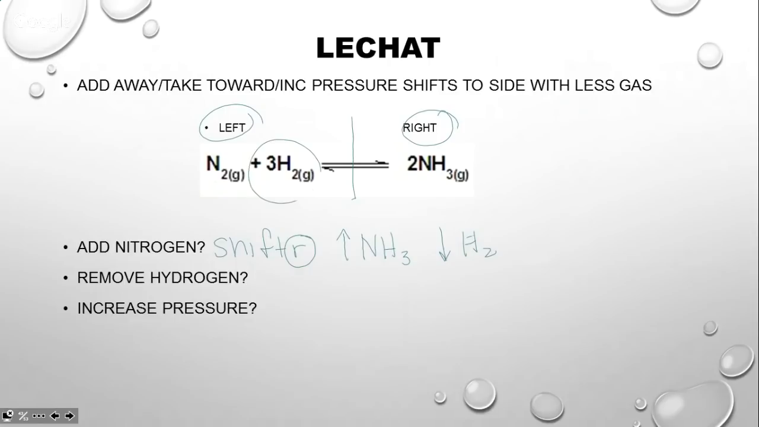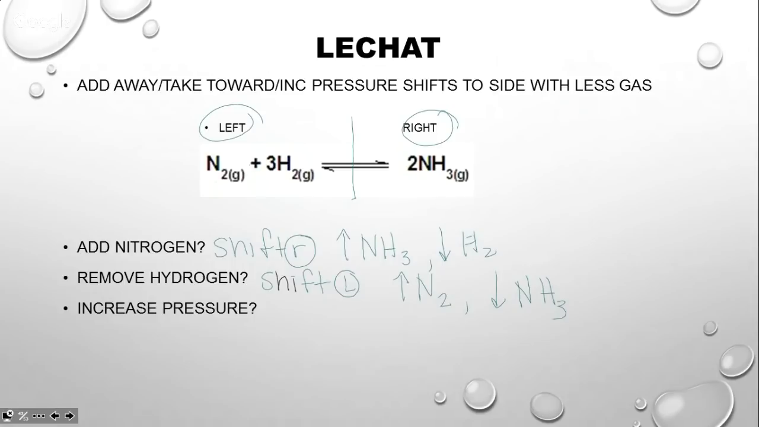Take toward means if you remove something. If I remove hydrogen, hydrogen is on the left. Removing something from the left means that we also shift left. Shifting to the left means we increase what's on the left while decreasing what's on the right. Whatever side you shift towards, that stuff increases. Whatever side you shift away from, that stuff decreases in concentration and number of moles.